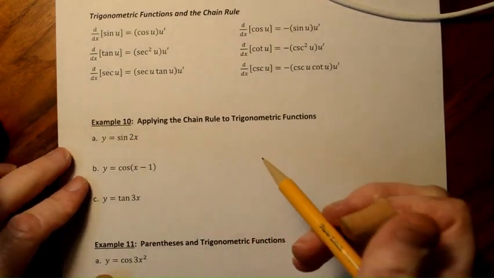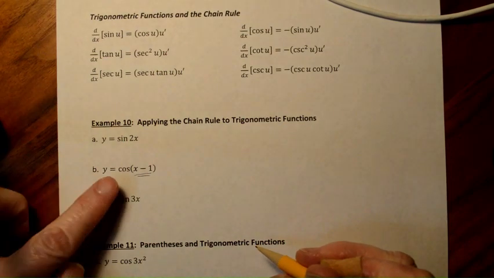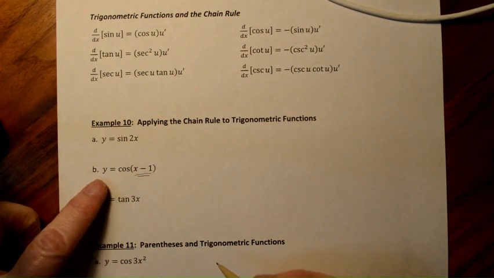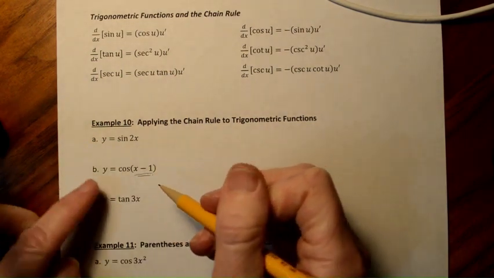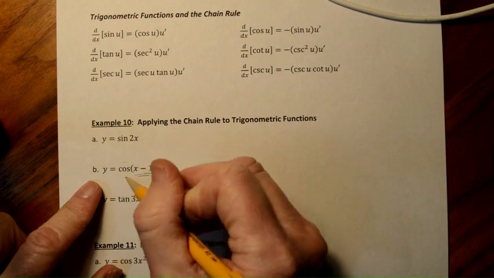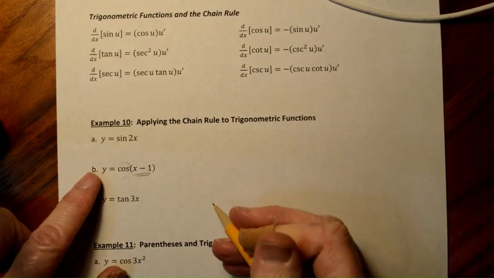So we're applying the chain rule. And again, anytime we have something in here that is not just a plain old x, we have to use the chain rule. So that is the case right now. So again, chain rule says we take the derivative of the outer function, preserve the inner function, and then take the derivative of the inner function.